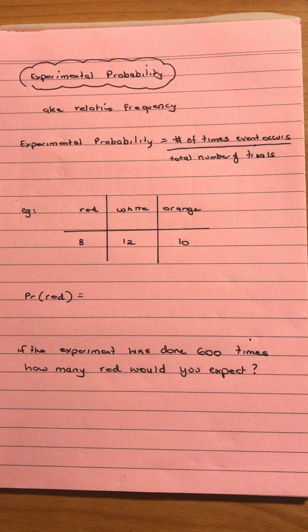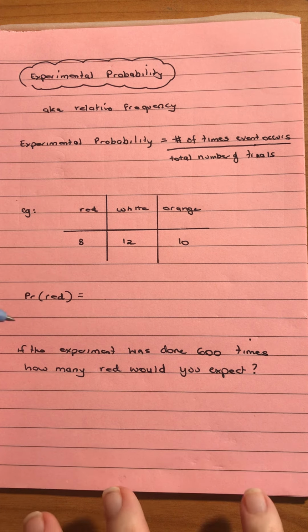So when we're working out experimental probability, we're looking at the number of times that event has occurred, and we're dividing by the total number of trials. So we've got an experiment here where we've got red, white, and orange marbles that are being drawn out of a bag, and the results have been noted. So they got 8 red, 12 white, and 10 orange when they did that.